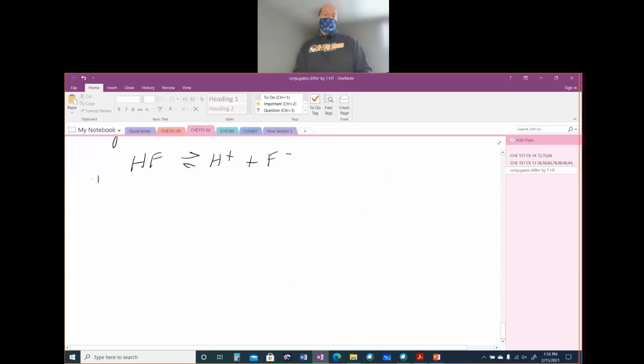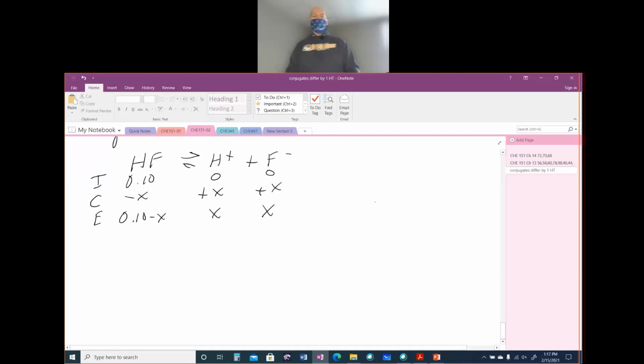All right, and so here we do ICE: initial, change, and equilibrium, because now it's a weak acid. All weak acids have equilibrium. Initial is 0.10, 0, 0. To the right, you can't have zeros, so minus x, plus x, plus x. At equilibrium, 0.1 minus x, x, and x.